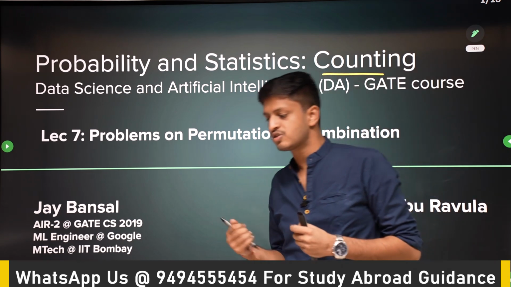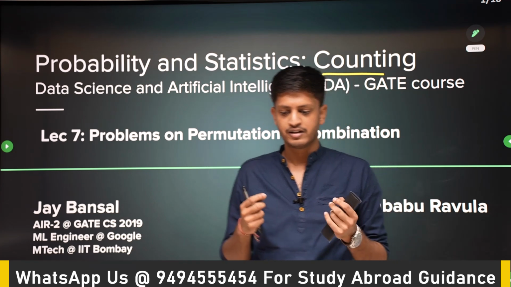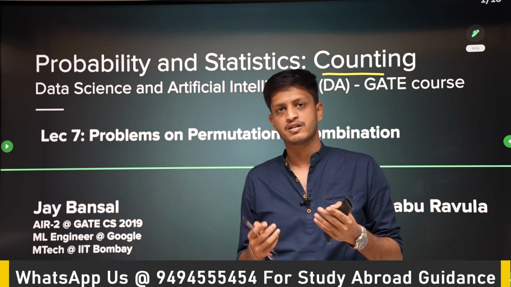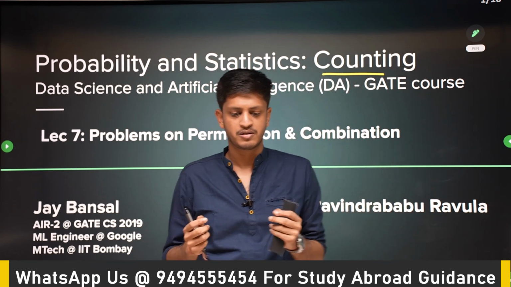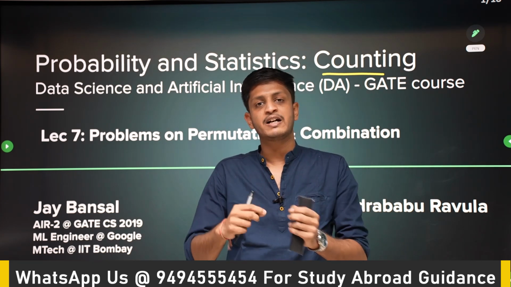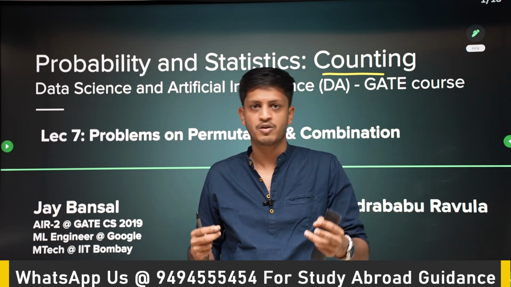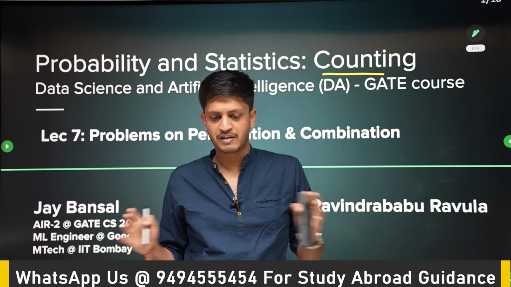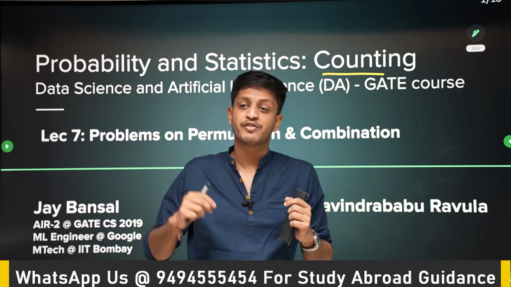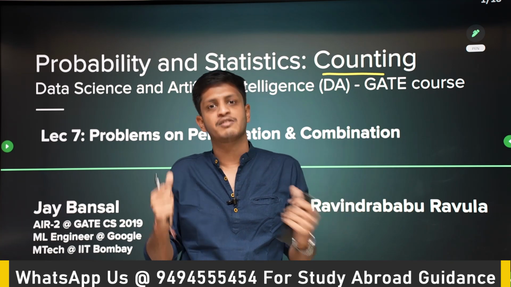So in this lecture we will solve a few problems on whatever we have discussed in the previous 6 lectures, like factorials, permutation, combination, with and without repetition. I will try to take a generic example and explain where to apply which thing, like combination with repetition, permutation with repetition, without repetition, combination, and so on. We have discussed so many things, but for what type of problem, what formula or logic do we apply, that we will see in this lecture.